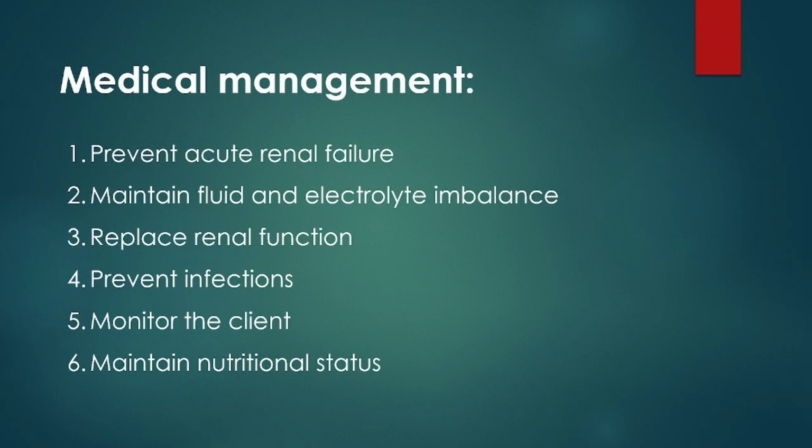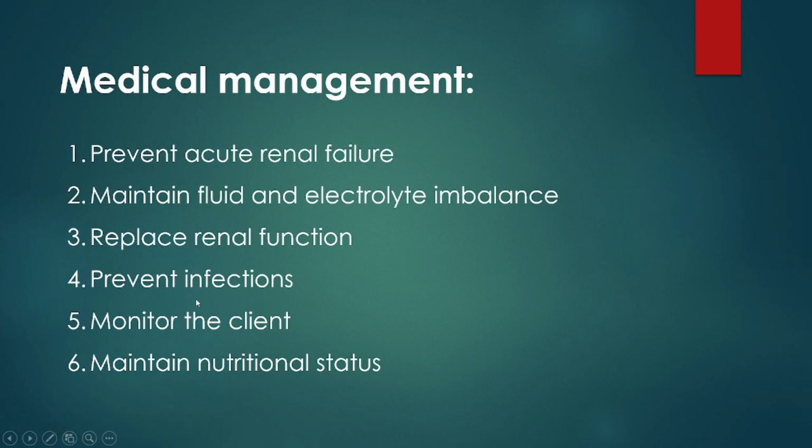Maintain the fluid and electrolyte balance. Here fluid replacement must be done immediately so that we can avoid fluid overload. Replacing the renal function. Dialysis is the frequently used treatment for acute renal failure. Here continuous renal replacement therapy can be used. It is again of 5 types: continuous arteriovenous hemofiltration, continuous veno-venous hemofiltration, continuous veno-venous hemodialysis, continuous arteriovenous ultrafiltration, slow continuous ultrafiltration.